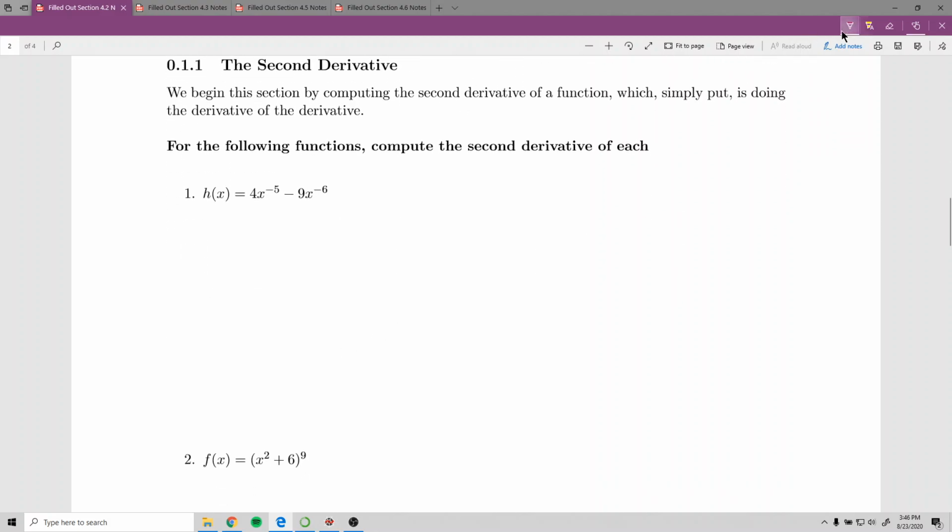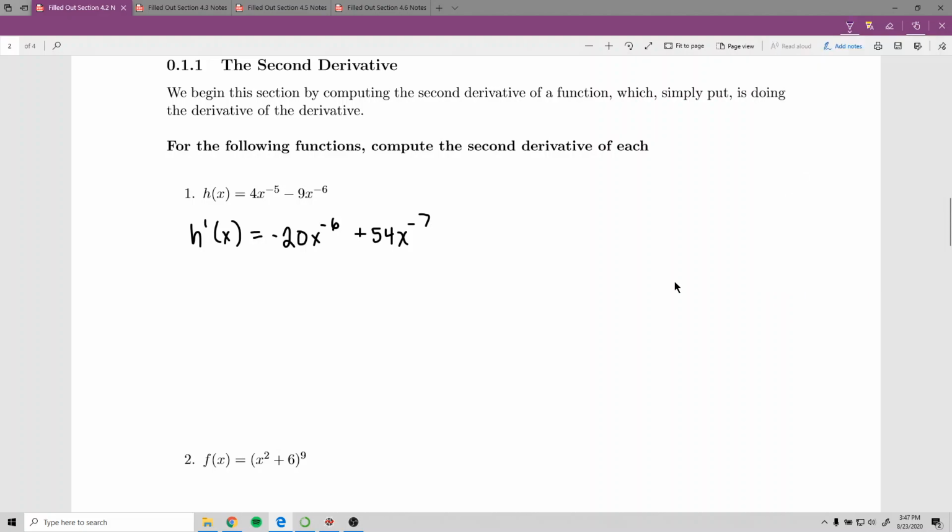All right, but we just have two examples here: computing the first and second derivatives of each of the following. So the first one, h of x equals 4x to the negative 5 minus 9x to the negative 6. The first derivative, we just do the derivative of each part like we've been doing for a long time now. We get negative 20x to the negative 6 for the first term. Bring the negative 5 down, subtract 1 from the power. Just do the regular power rule. Minus. And then when we do the negative 6, bring it down with a negative 9, we actually get a positive 54x, and then the power, subtract 1, we get negative 7.